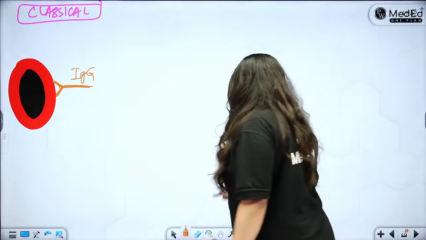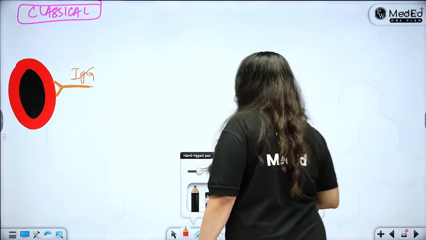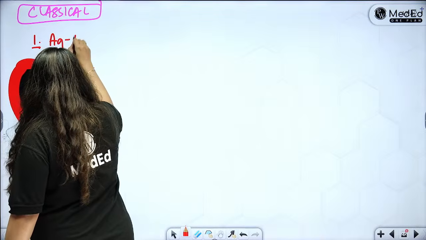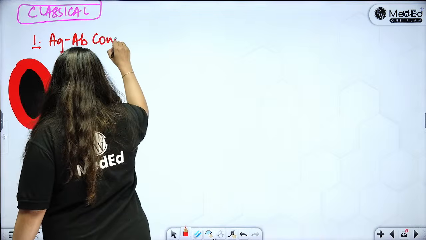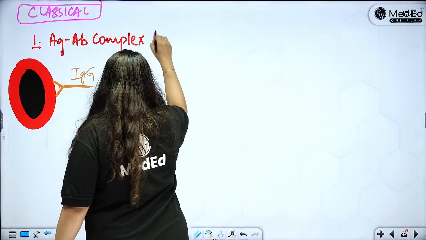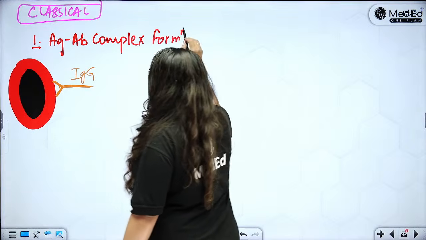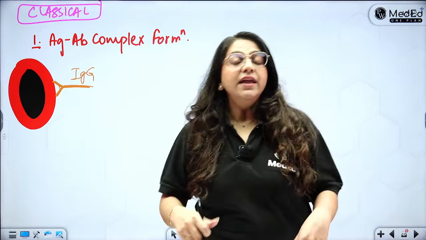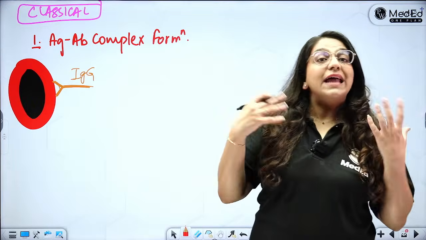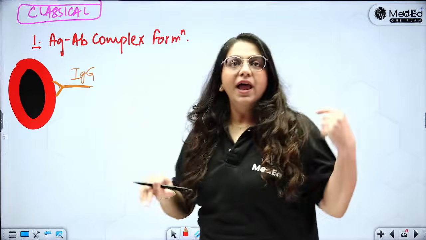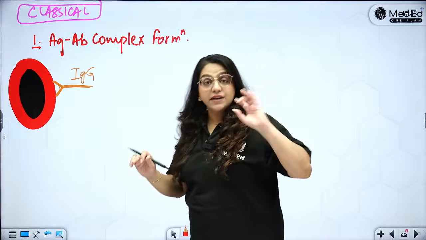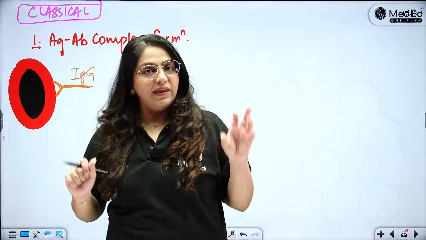So what is the starting point of classical complement pathway? What is the first thing that happens? It is antigen antibody complex formation. Antigen antibody complex formation is the starting point of classical pathway. That is why it can only happen in adaptive immune response. Okay? Antigen antibody complex is the trigger for classical complement pathway activation.